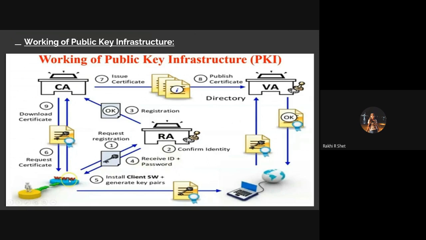Next, to download the certificate given by the certification authority, the user has to install some software and generate the key pairs. Next, the user requests the certification authority for the certificate. Then the certification authority will issue the certificate, and this certificate will be sent for verification. Later, at the end, the user can download the certificate. This is how the public key infrastructure works.